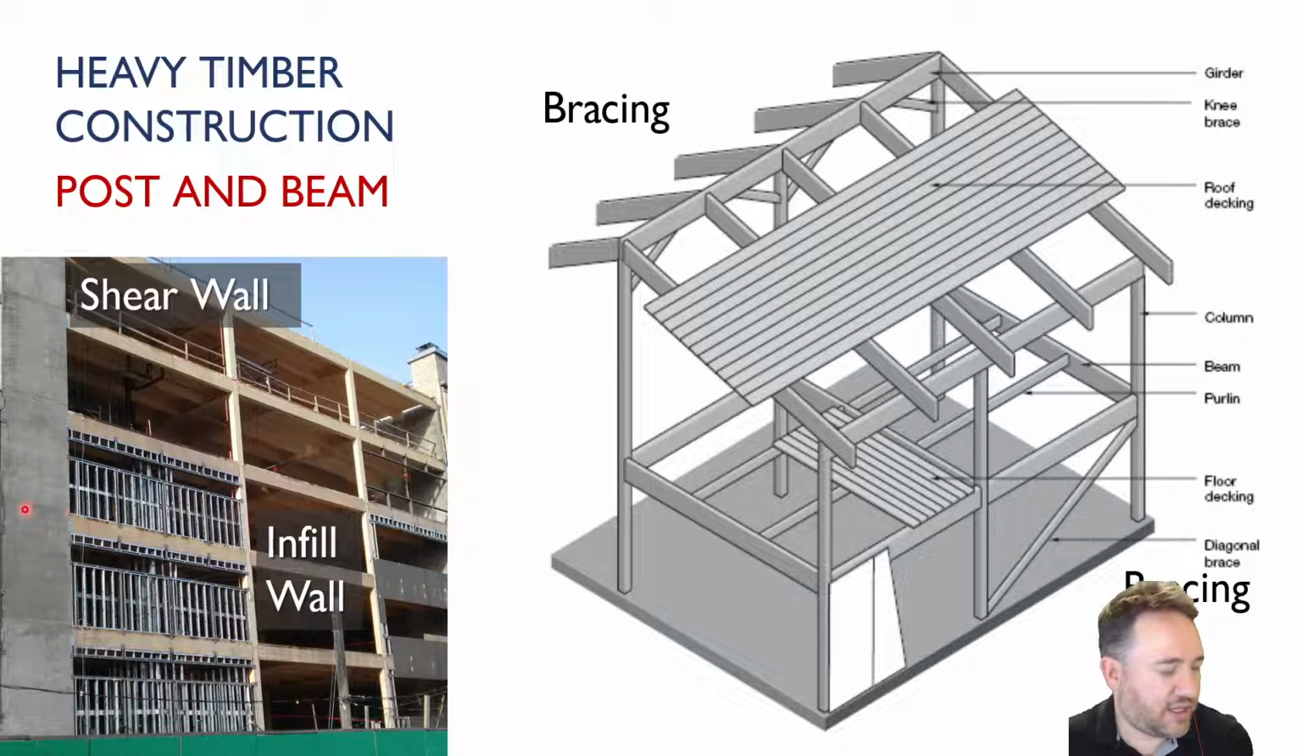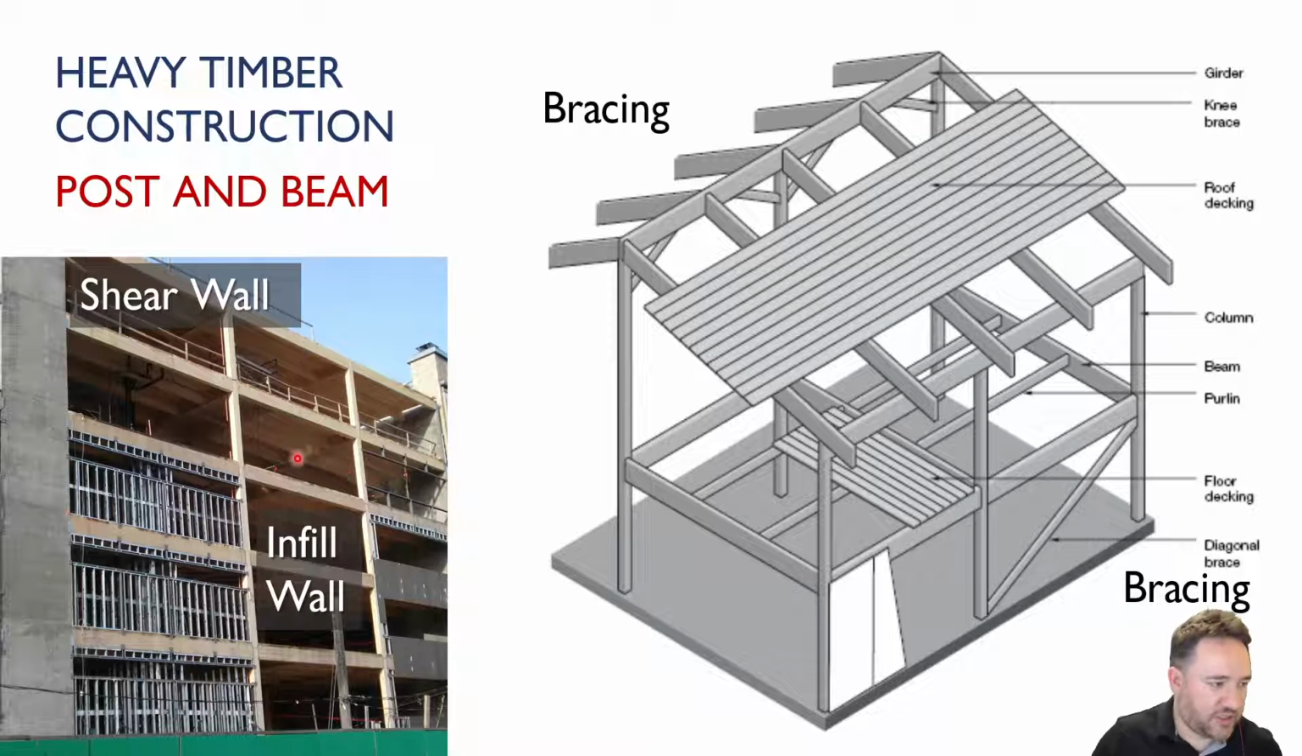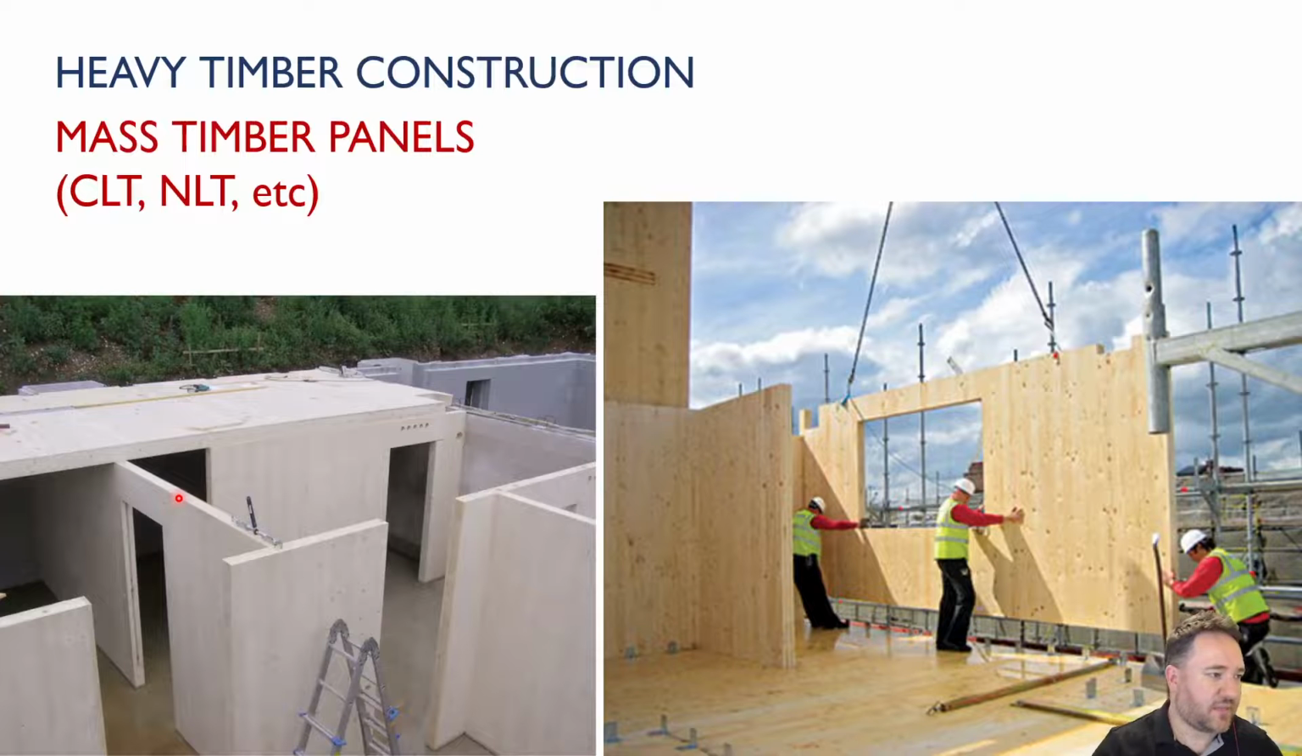So in this case on the left, we have a concrete shear wall, and the rest of the structure, which only then has to resist gravity, is made out of heavy timber, which is very beautiful. Can also use some infill walls. In this case, these infill walls will not be structural, presumably, but that would be another way to do lateral resistance, would be to build some kind of infill wall within the beams and columns.